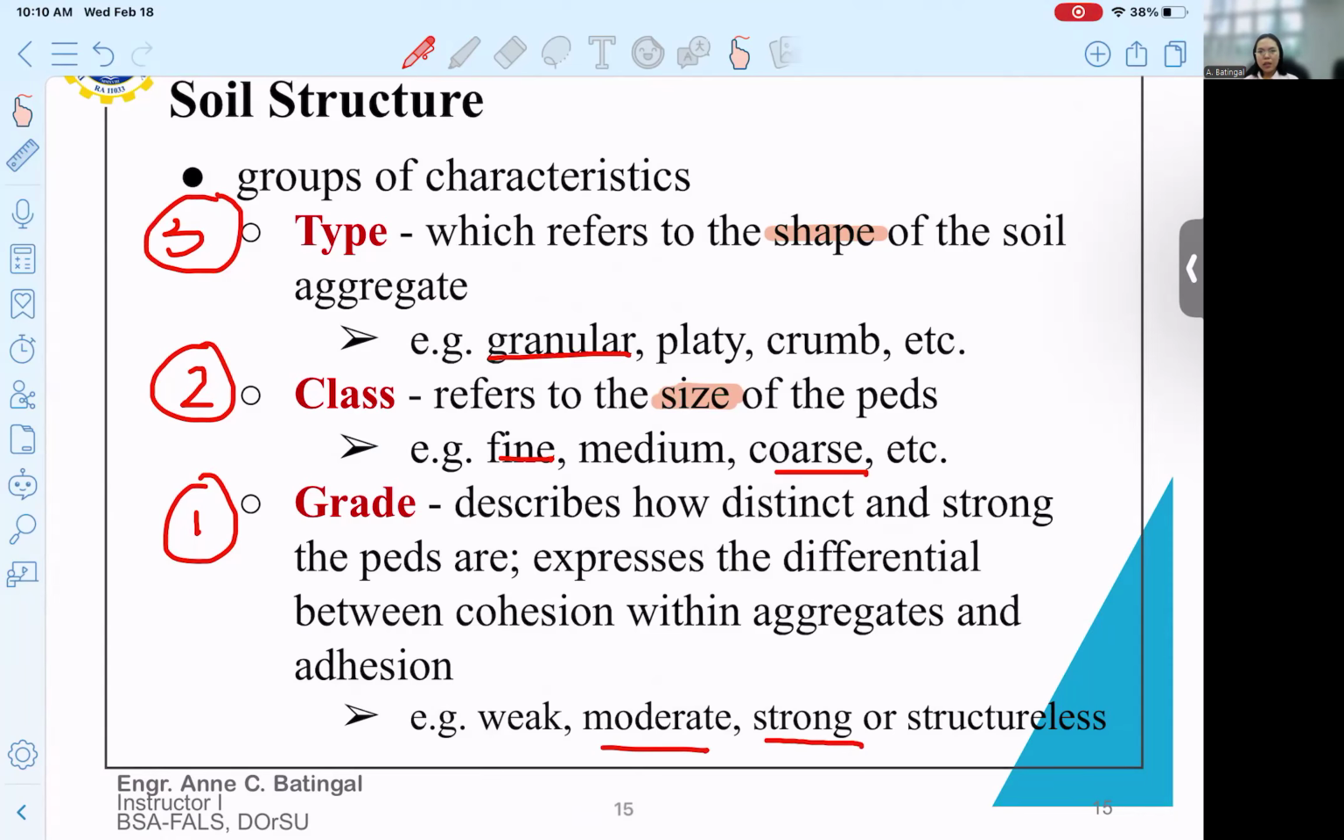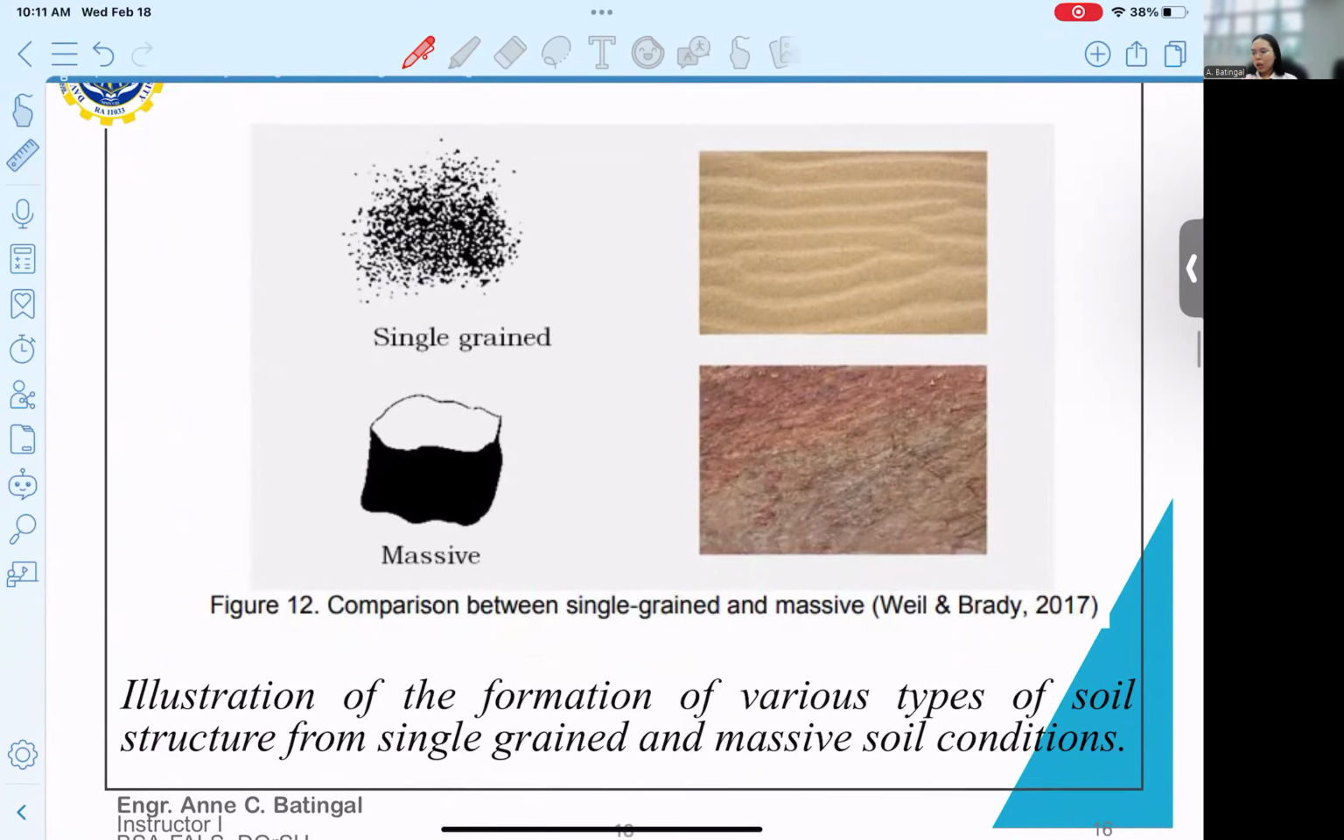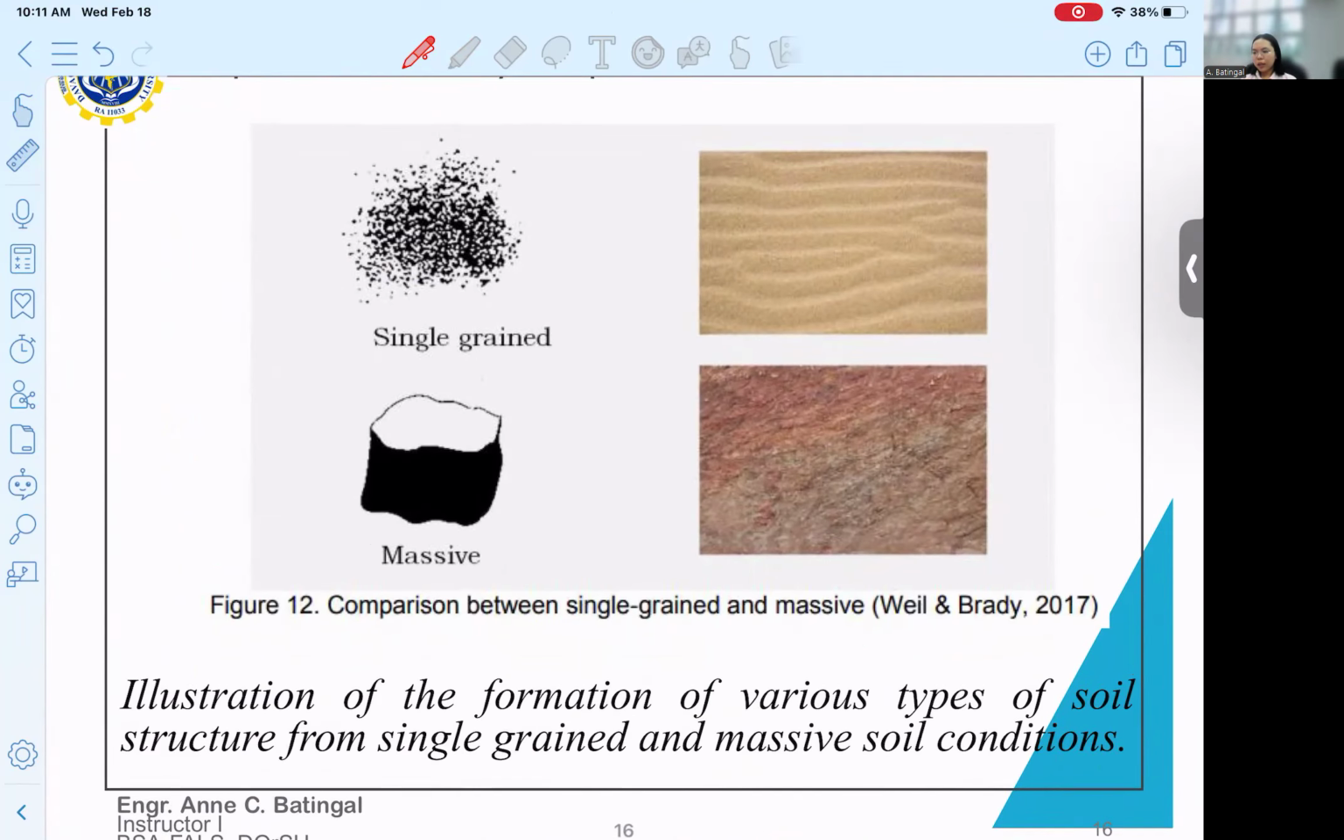So, a structureless soil is characterized to be massive or single grain lang siya. Okay, so muna siya ang illustration, comparison between massive and single grain as well. So, kaning single grain, walay aggregates na na-form. Like, walay secondary beds. Single grain lang siya, for example, the sand. So, it has no structure. Next is your massive na soil. Pag massive na soil, very dako siya na block of soil. So, wala po siya structure.